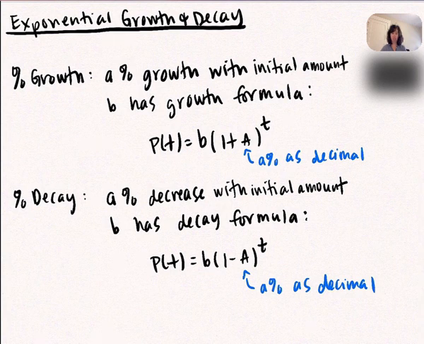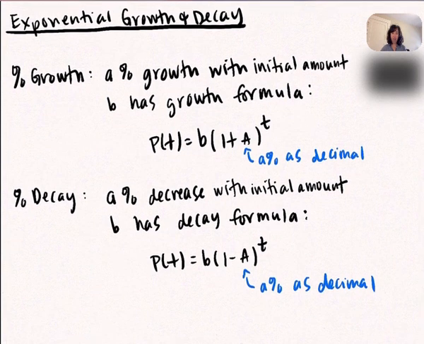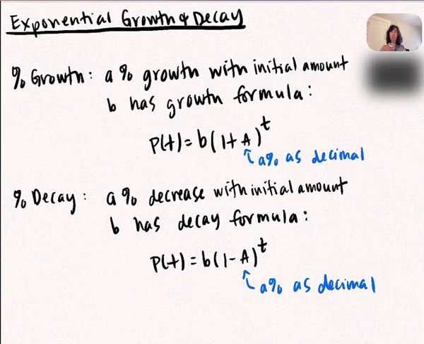Exponential growth and decay. If you're given a situation where you have a population of things, maybe a number of animals, and you're told that the population grows at a certain percentage each year or minute or some unit of time, then you can use this formula here as its growth formula, to model how fast it's growing.